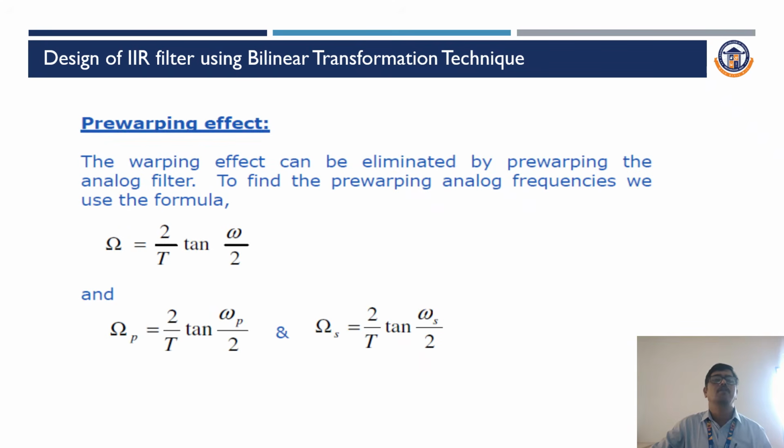How can we avoid this warping? You have to do pre-warping. The warping effect can be eliminated by pre-warping the analog filter. To find the pre-warped analog frequency, we have the formula: Omega equals 2/T tan(omega/2), so the passband frequency is 2/T tan(omega p by 2) and the stopband frequency is 2/T tan(omega s by 2). In this way, you avoid the warping effect. Thank you.